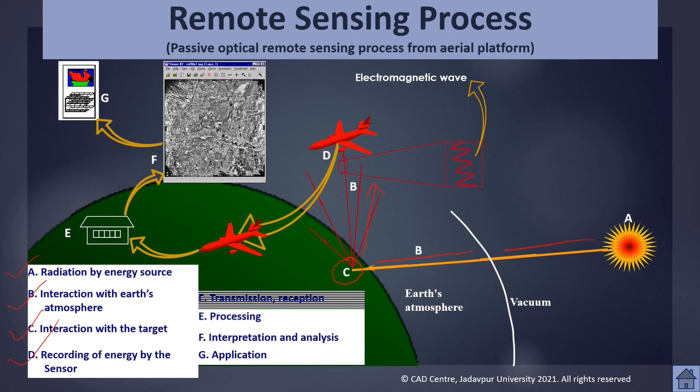Now, other than the passive optical remote sensing, we also have different types of remote sensing like thermal remote sensing. We also have passive microwave remote sensing. We also have active microwave remote sensing. So, all these remote sensing techniques will be discussed eventually in this course, but as I told you, passive optical remote sensing is perhaps the most widely used remote sensing technique.